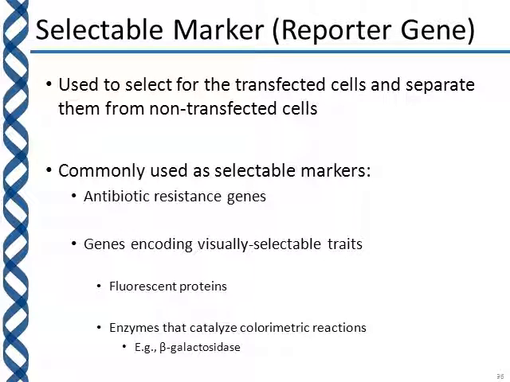We also indicated one of the things they're required to have is a selectable marker or reporter gene. These are used to select the transfected cells and separate them from the non-transfected cells. Commonly used selectable markers include antibiotic-resistance genes, genes encoding visually selectable traits such as fluorescent proteins, and enzymes that catalyze colorimetric reactions such as beta-galactosidase.